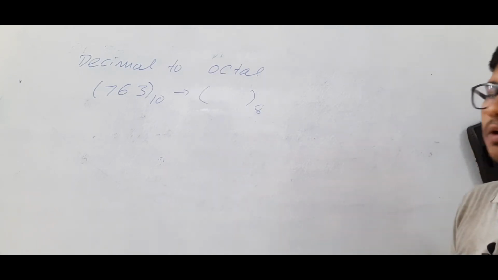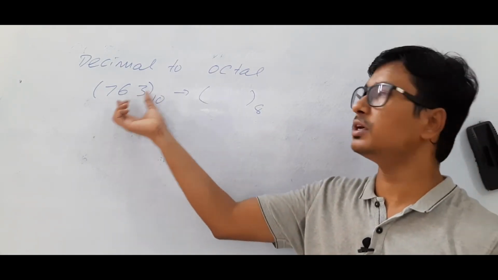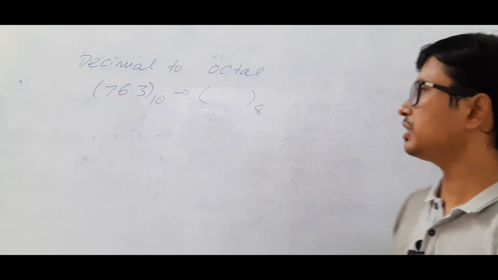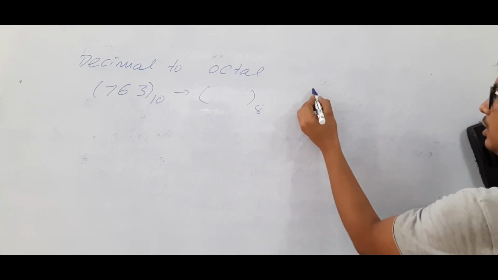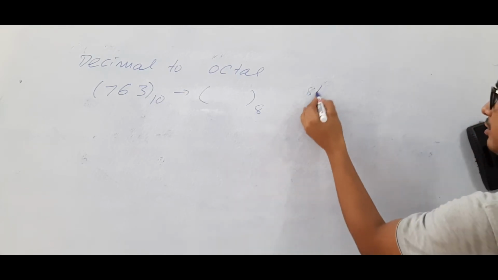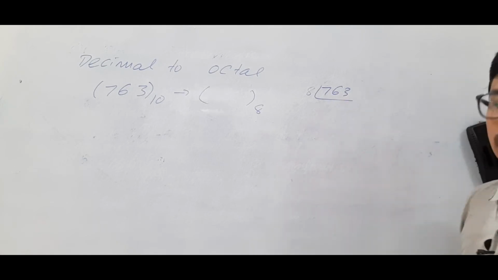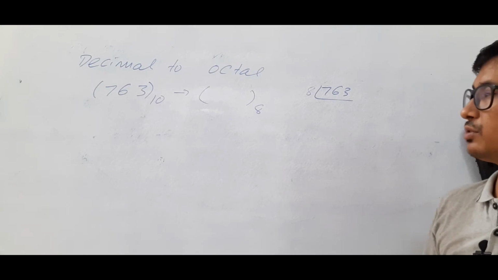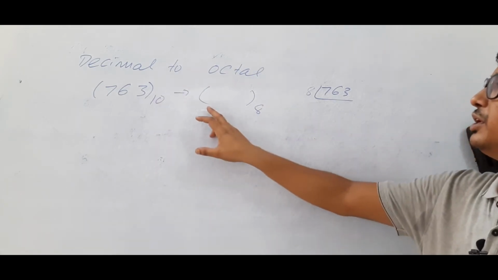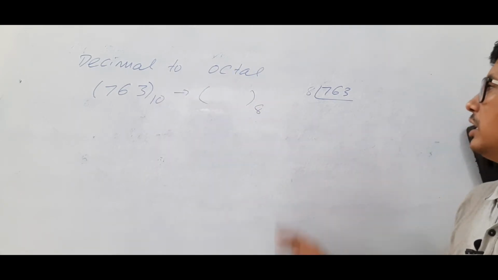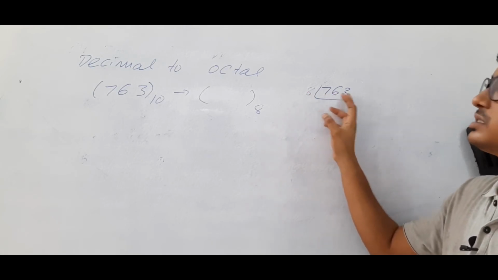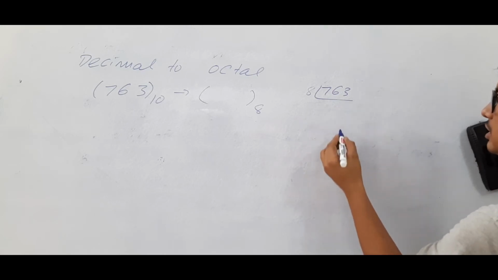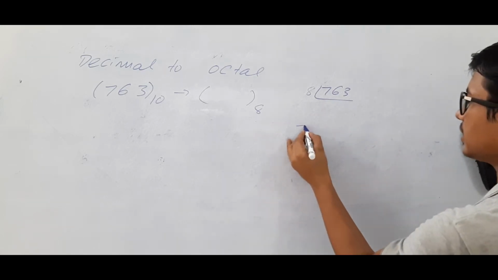The same way we have already discussed how to convert a decimal number to a binary number. Now we will discuss decimal to octal. The process is almost the same. You have to take 8 and divide the number 763. 763 is the number given in decimal. Now you need to find the equivalent octal number. So what you will do, you will divide 763 by 8. What will you get? 763, if you divide by 8, what will you get?